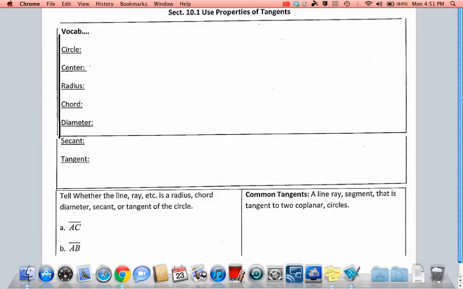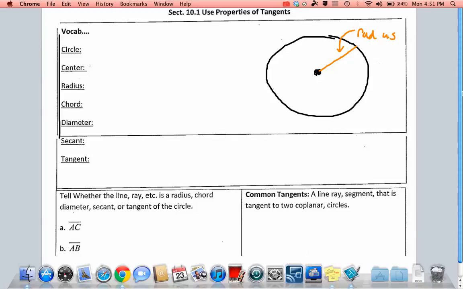So let's start with a circle. I'm going to start with my circle, and every circle has a center. This dot in the middle is the center. If I draw a line from the center out to the perimeter of the circle, the edge of the circle, that's called the radius. This is the radius.